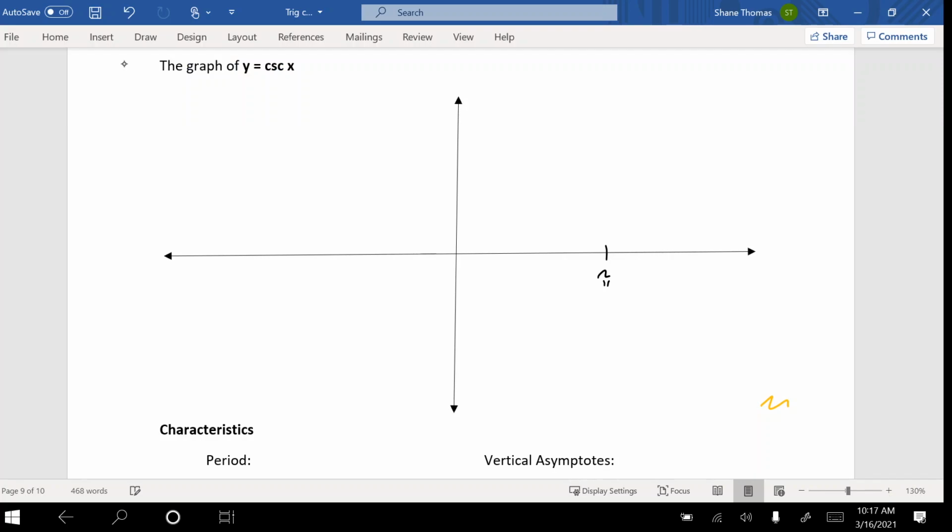Okay, so we'll do pi, 2 pi, negative 2 pi, pi. Then I have my pi over 2's here and here. Okay, and then pi would go -1 to +1.